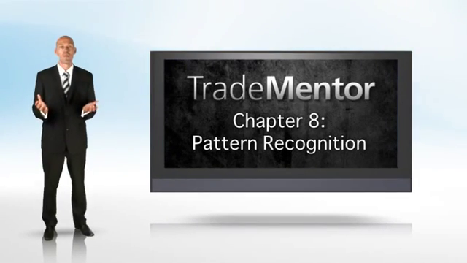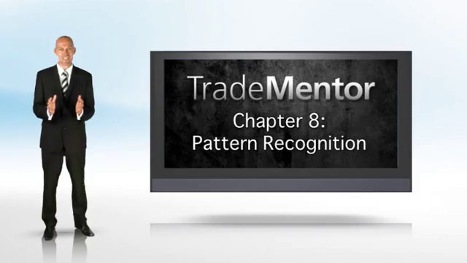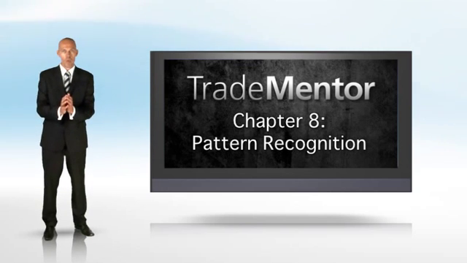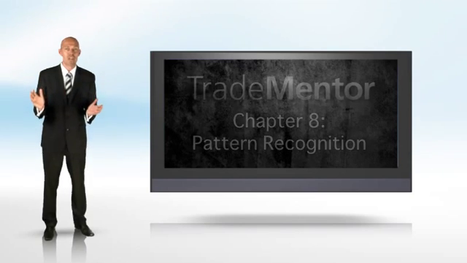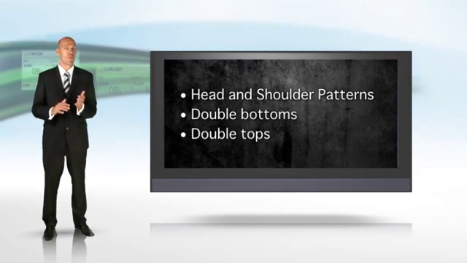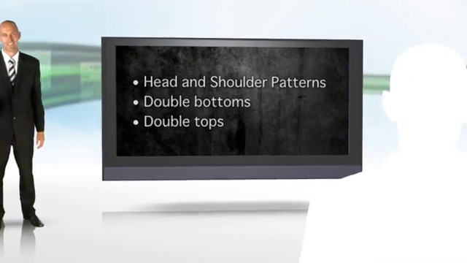It is virtually impossible to have a course on technical analysis without discussing pattern recognition. And in this chapter, we'll be looking into such esoteric names as head and shoulder patterns, double bottoms, double tops, wedges, and the like. Let's take a look at the axiom of an uptrend.